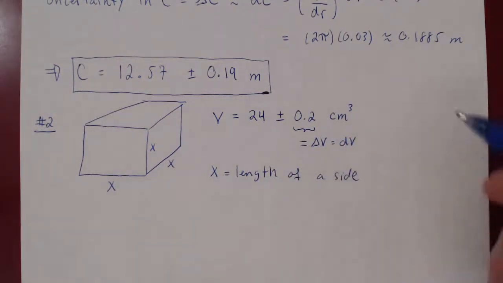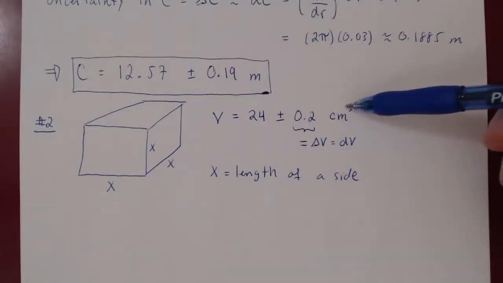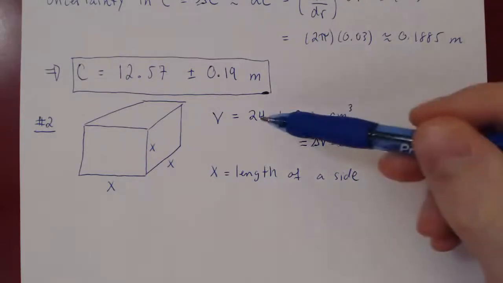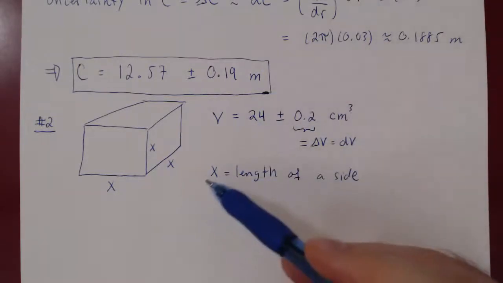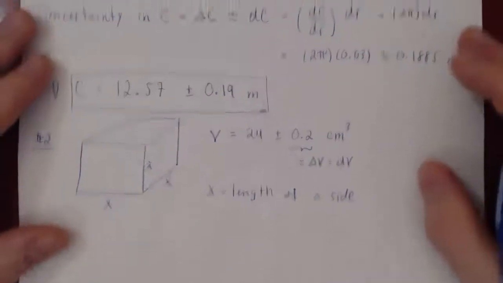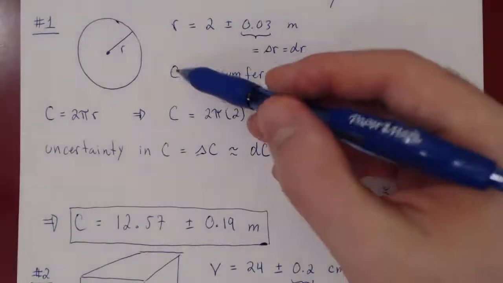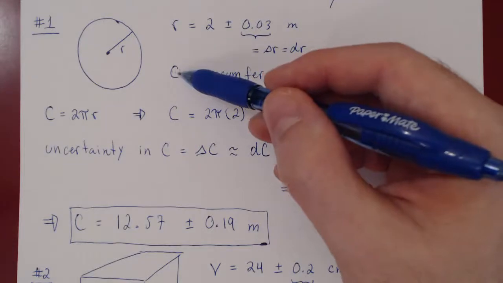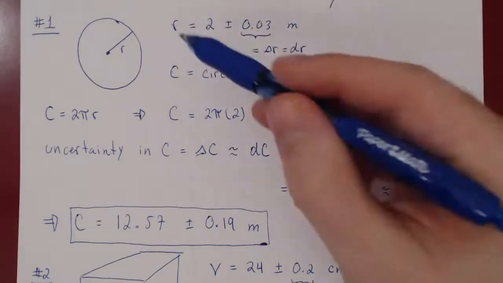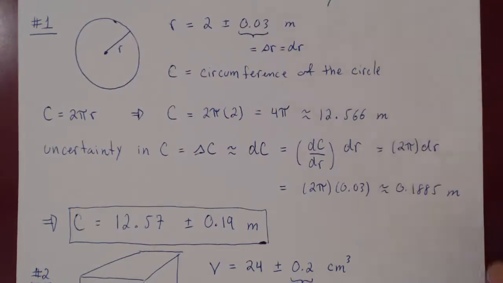And now again, given that we have found a volume of 24 centimeters cubed with an uncertainty of 0.2 centimeters cubed, we would like from that to extrapolate the length of the side of our cube, of course with uncertainty. Well, the only thing you have to do is find a way to express the new variable as a function of the original variable. If you can do this, you're good to go.